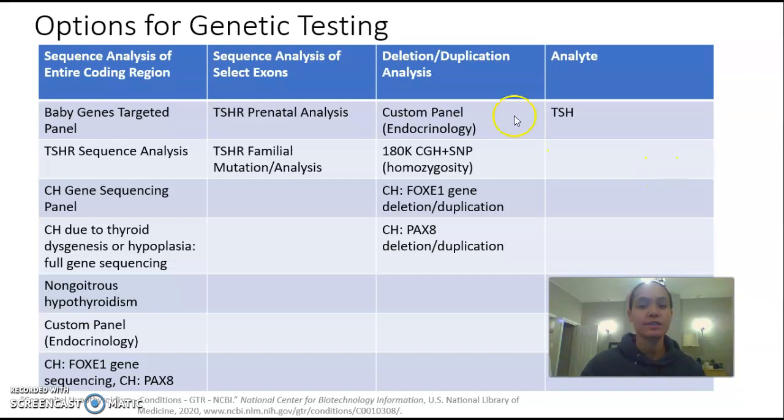So we see here, I split it up into the different types of tests that are available with the specific names of the test in each column. So one type is a sequence analysis of an entire coding region, while another type of test is the sequence analysis of select exons in a chromosome. They also can perform deletion and duplication analyses and analyte analyses. So there are various types of tests that can be performed to determine whether or not someone has primary congenital hypothyroidism.